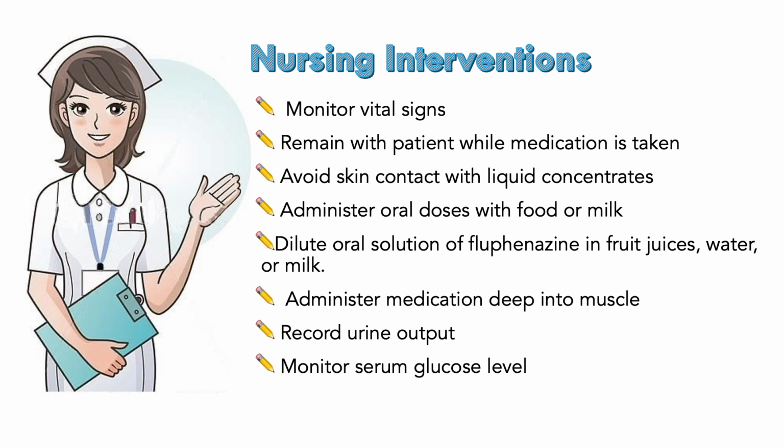You also need to observe for extrapyramidal symptoms such as acute dystonia, akathisia, pseudoparkinsonism, and tardive dyskinesia. You also need to assess for the presence of neuroleptic malignant syndrome. Record urine output because urinary retention may result. And you need to monitor serum glucose level.